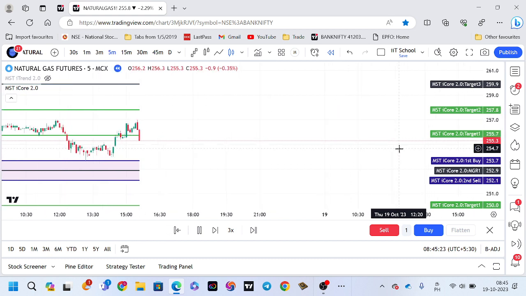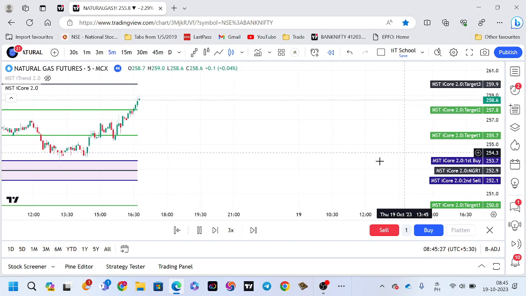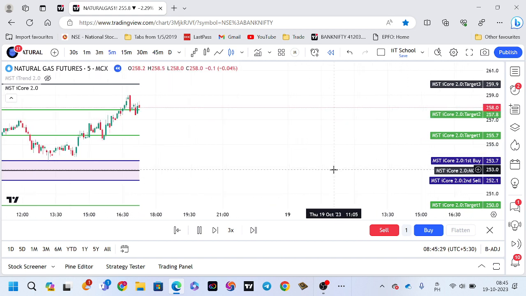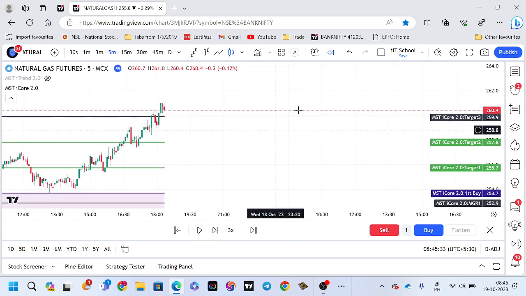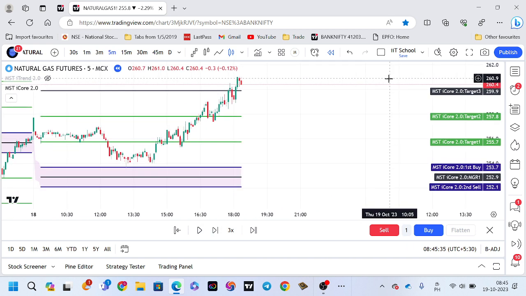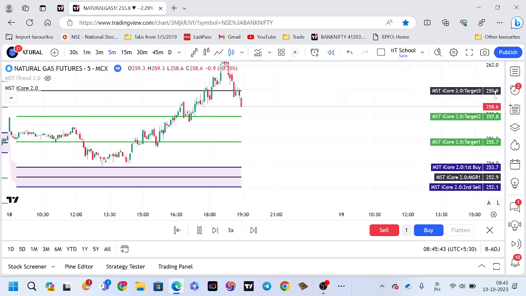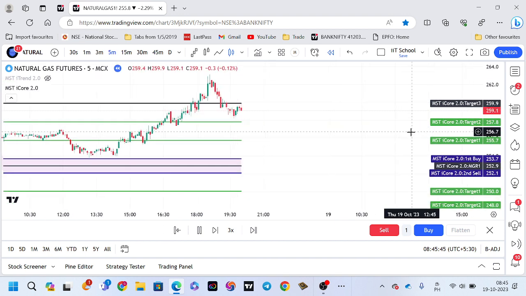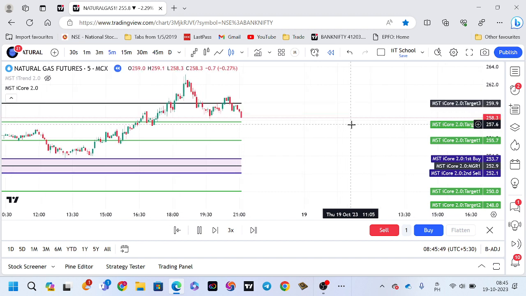Now we can move our stop loss to cost if we are waiting for the second and third target. The second target also hit, 257.8. Now we are waiting for the third target. Now the third target also hit. That's all, our trading is over. We booked all our 3 lots. We are not going for any fresh trade. Simply you can watch. If you have the guts, then you can wait for more targets.